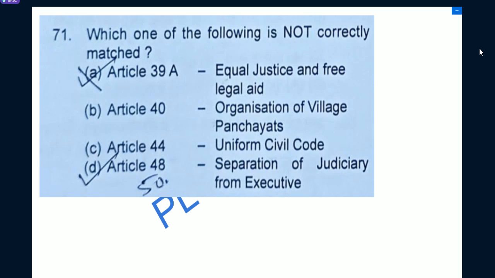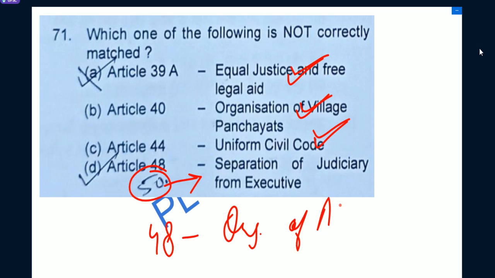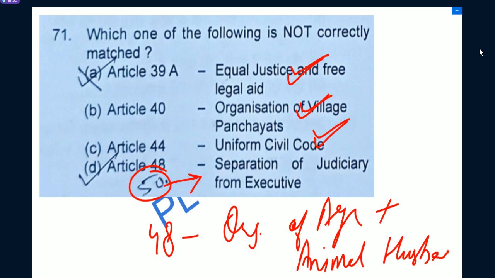Question number 71. Which one of the following is not correctly matched? इनमें से correctly कौन सा सही नहीं है? 39A, equal justice and free legal aid, it is correct. Article 40, village panchayat, is also correct. 44 is for uniform civil code, it is also correct. Then Article 48 is for separation of judiciary from executive. No, this is actually Article 50. Okay, this is Article 50. And what is Article 48 then? Article 48 deals with organization of agriculture and animal husbandry. Okay, organization of agriculture and animal husbandry.